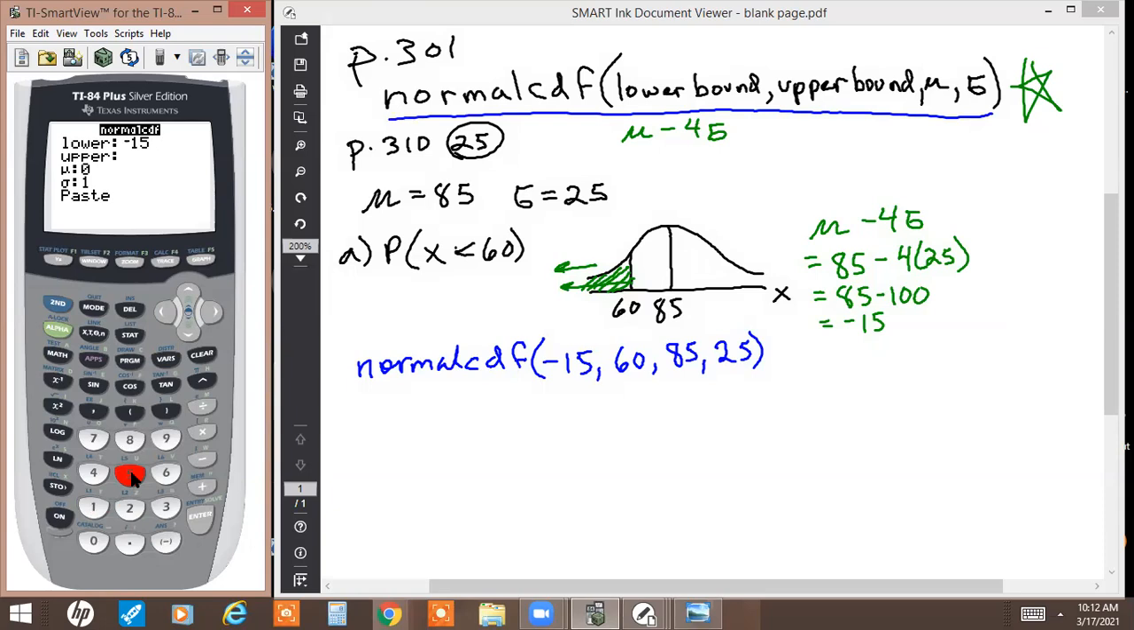Let's make that negative 15. Let's make the upper bound, what was it, 60. The mean is 85. Notice I'm pressing enter after each entry. Standard deviation is 25. And then on this calculator, I'll have to do paste. Some of you are going to type it in and it's going to look like that, okay? And then we're going to press enter. And so we get 0.1586.